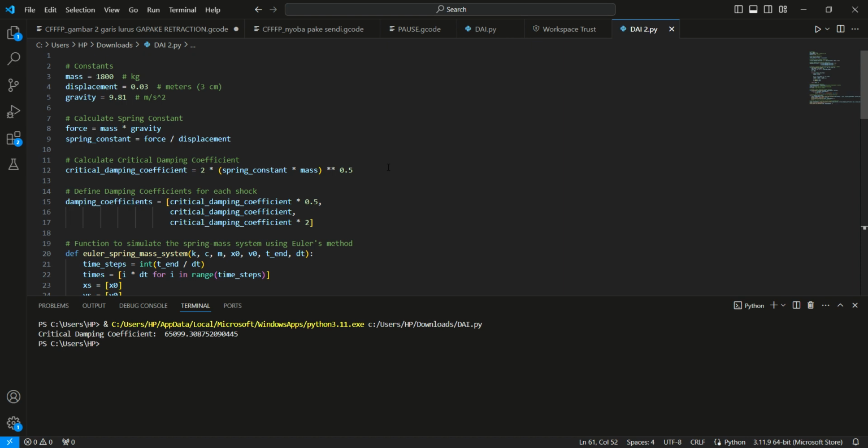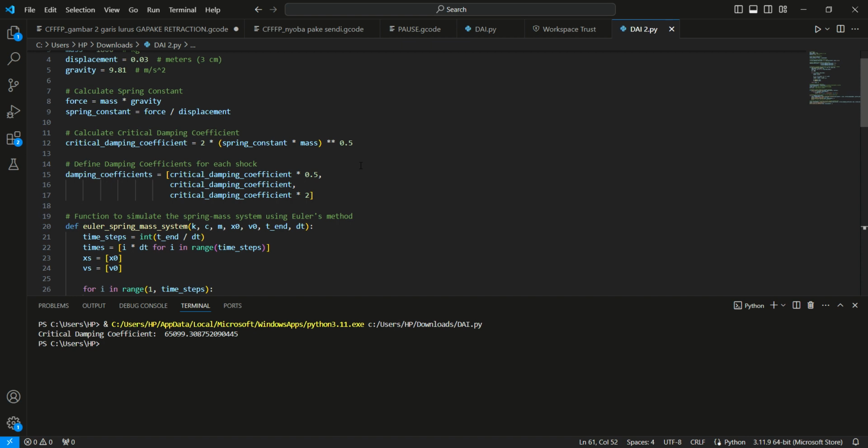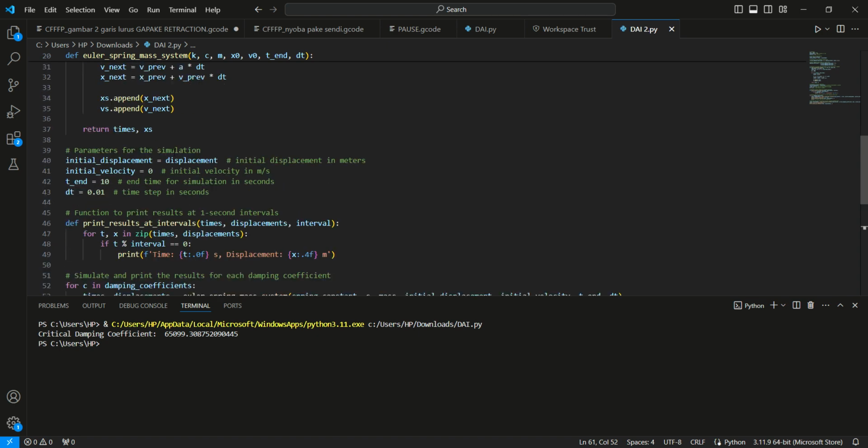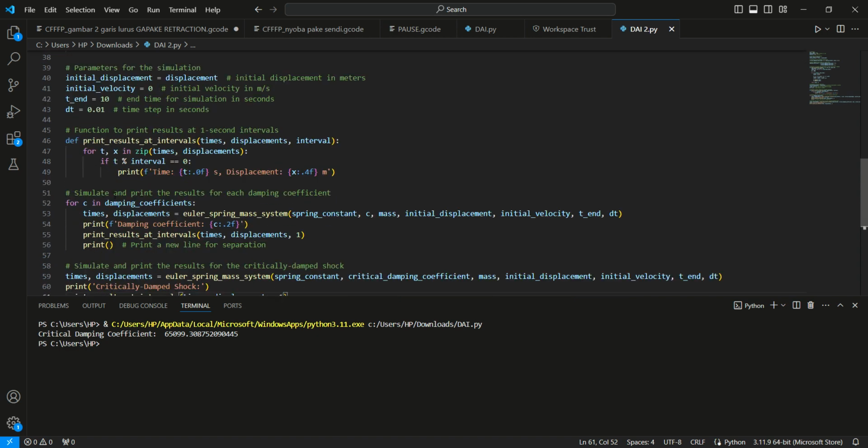So I already made the code. The constants are all the same from the last problem, and these are the formulas that I use. This is for the spring constant, this is for the damping coefficient, this is for the damping coefficient for each shock, and then this is the function to simulate the spring mass system using Euler's method, and these are the parameters for the simulation, and this is the function to print results at 1 second intervals, and this is the results for each damping coefficient.